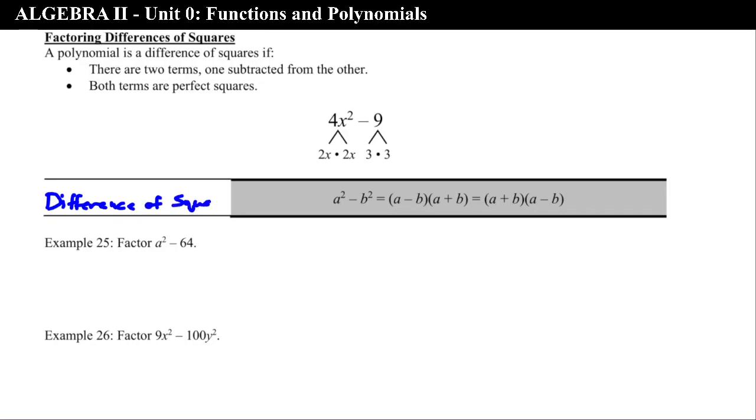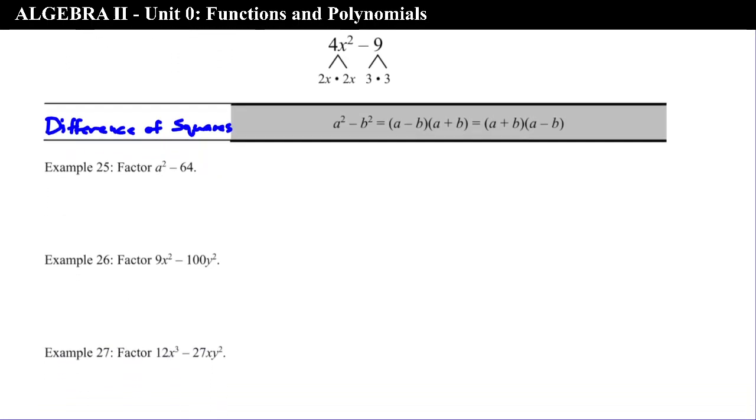A squared minus b squared equals a minus b times a plus b, or you can write it the other way around. It doesn't really matter. So these examples will go fairly quick.